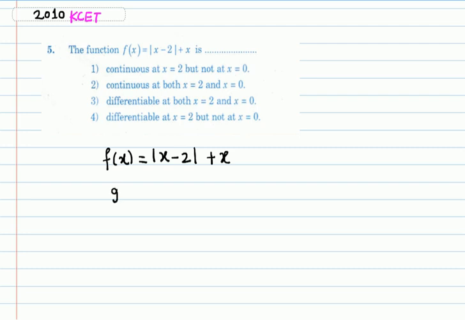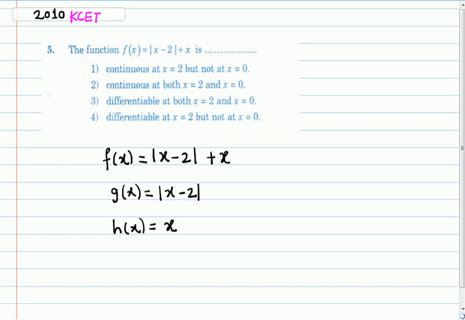So let me consider the sum of two functions. Let one function be g of x equal to mod x minus 2, and let another function be h of x equal to x. And we all know that this mod x minus 2 is continuous at x equal to 2 as well as x equal to 0. It is easy to understand.